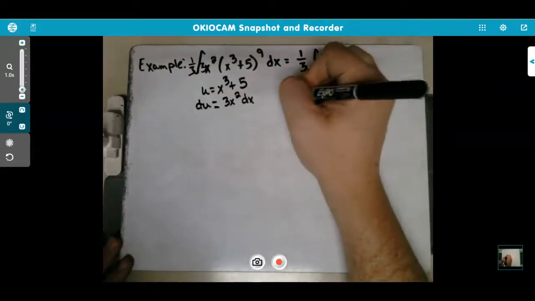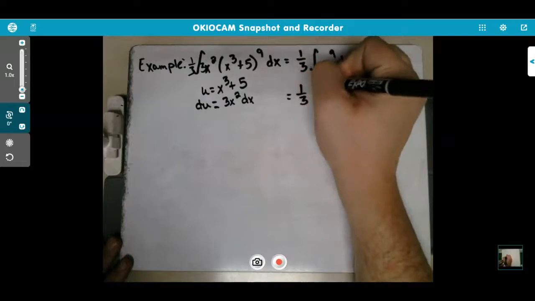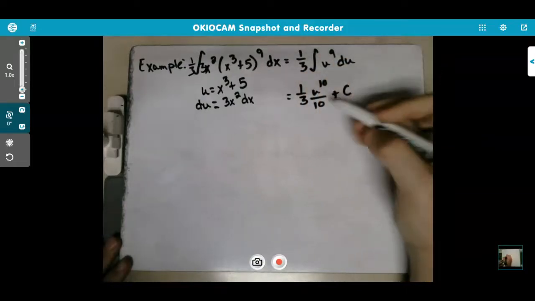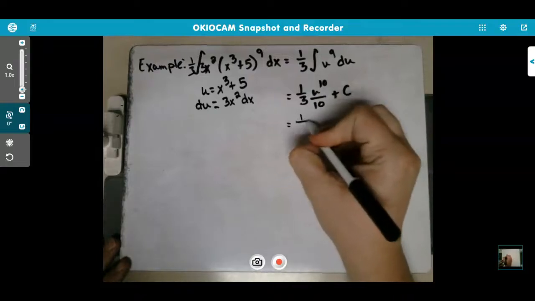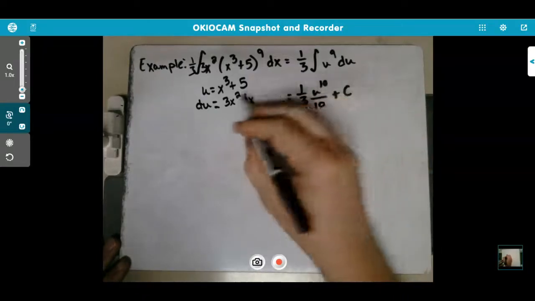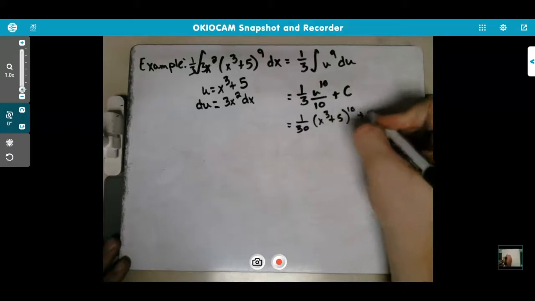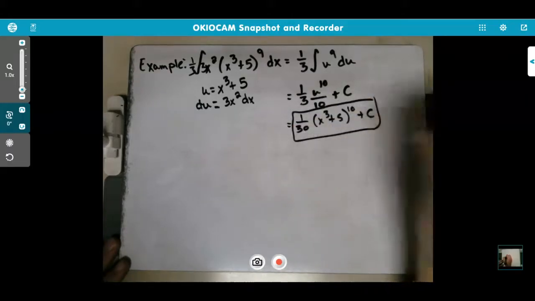Again, add 1. So 1/3 u to the 10th, and then divide it by the new power. 1/3 times 1/10 is 1/30th. And we said u was equal to x cubed plus 5. Just like that.